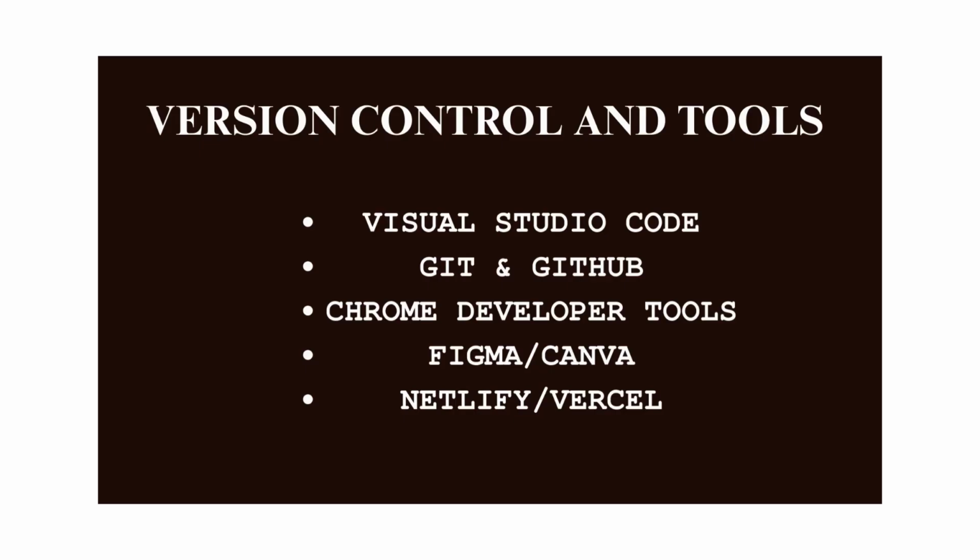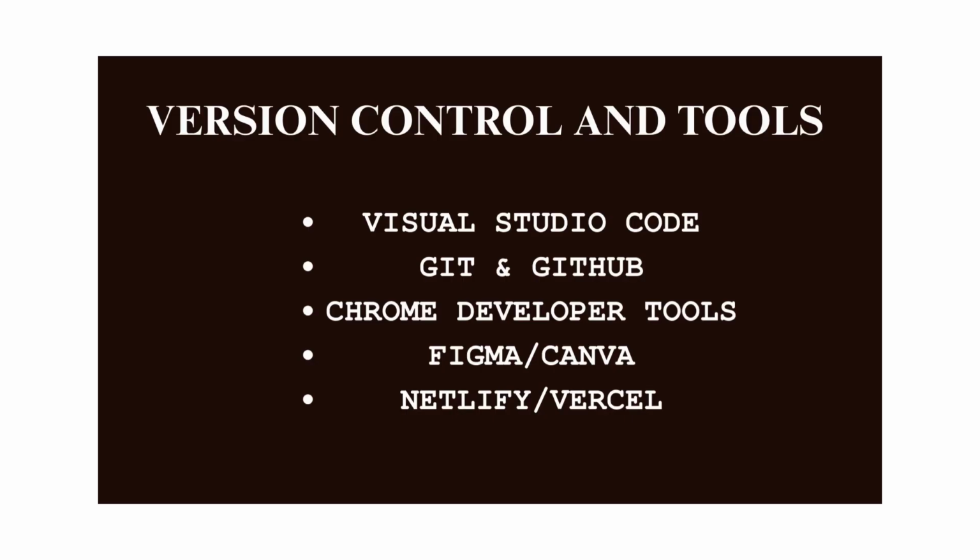The next is version control and tools. So step 3 is version control using tools like Git and platforms like GitHub. Version control helps you track changes in your code, collaborate with others, and manage different versions of your projects. It's an essential skill for professional development.